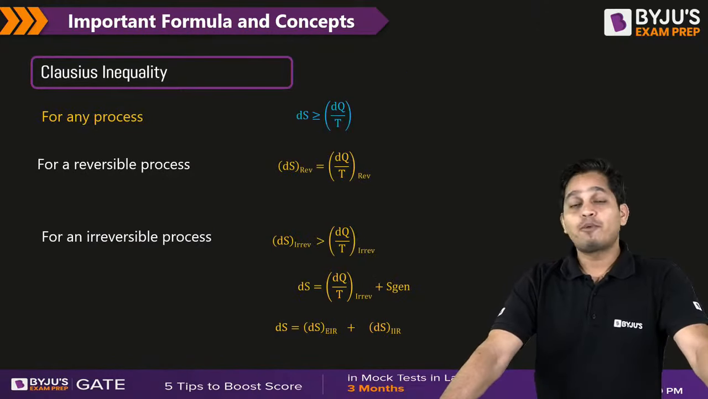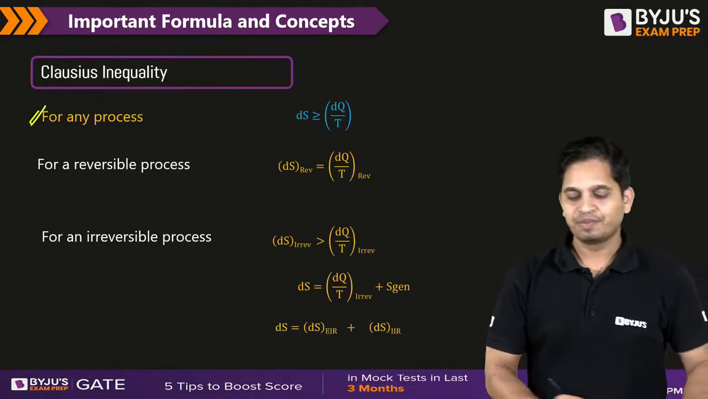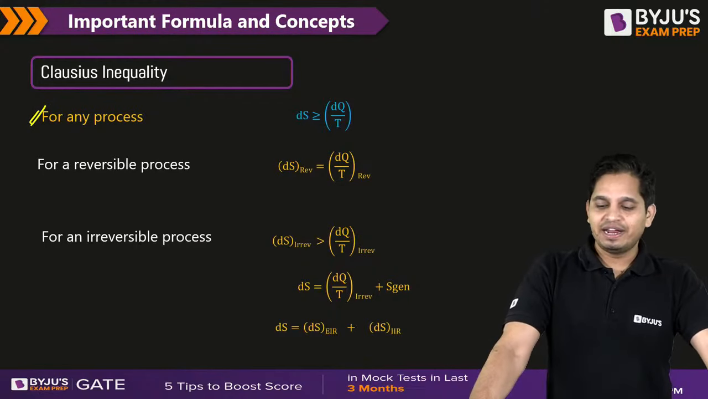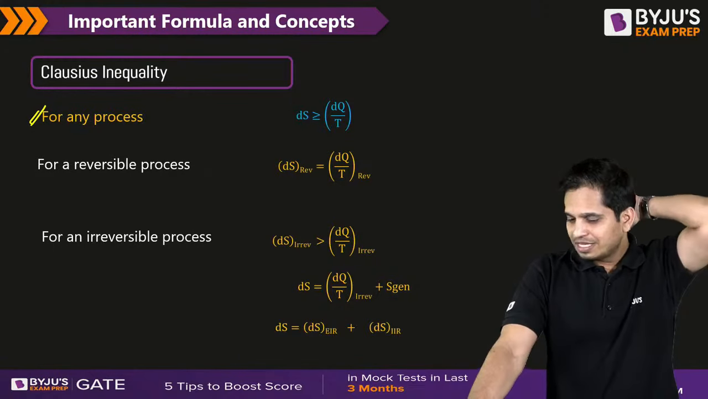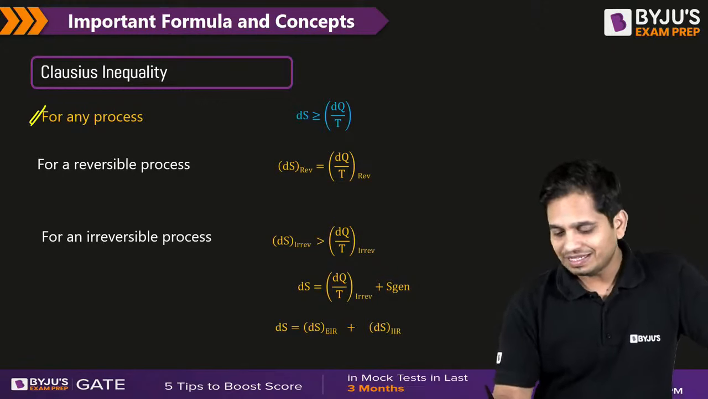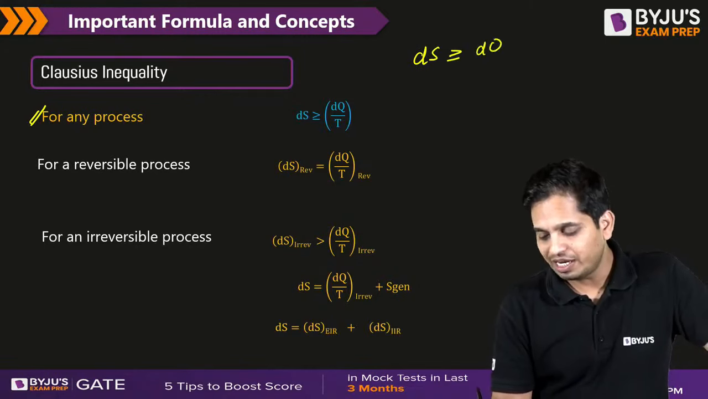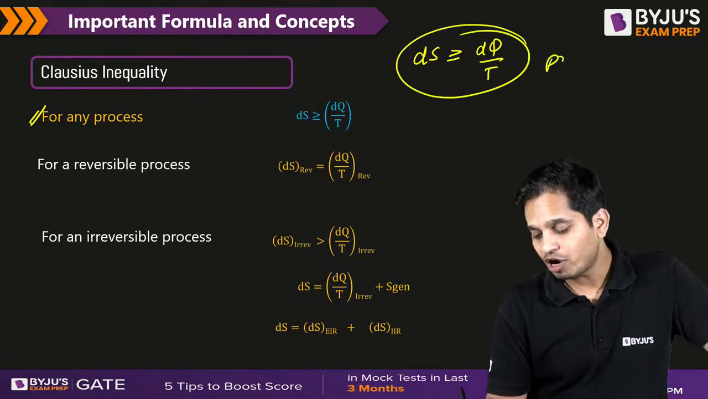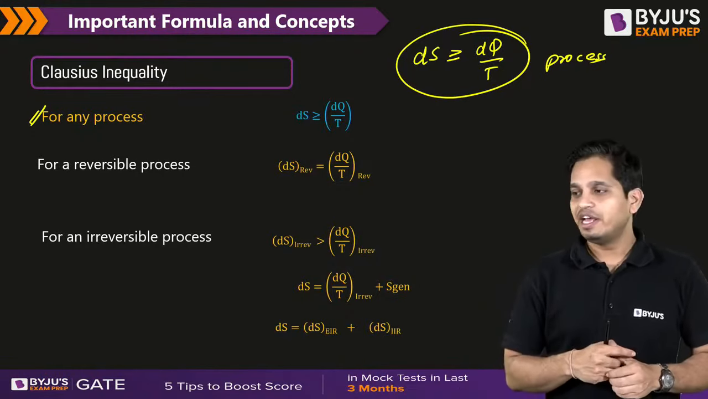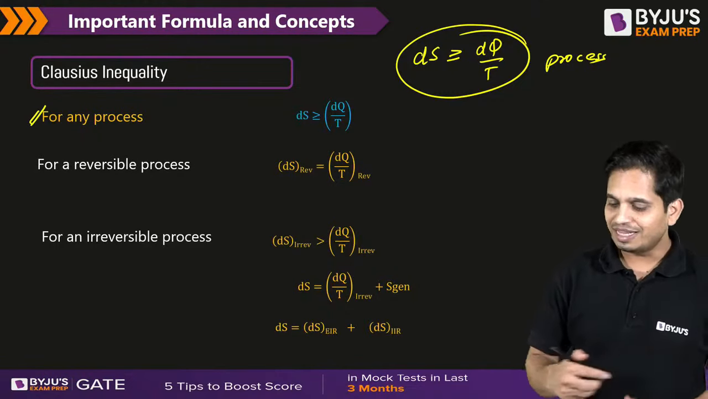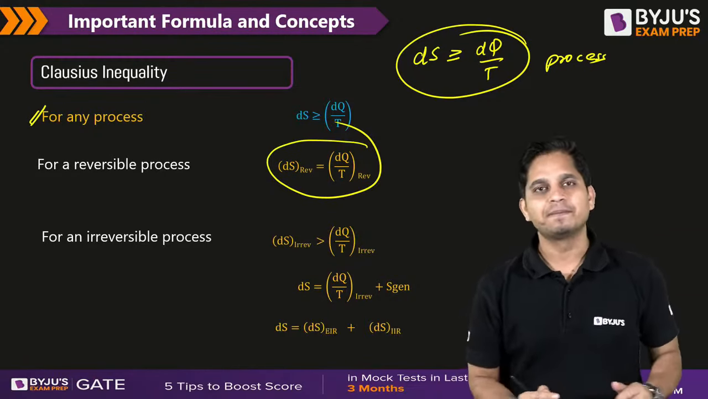Now we have seen this for a cycle. For a process, Clausius inequality says that the change in entropy ds will be equal to or greater than dq by t. This is for a process. If it is a reversible process, then ds is equal to dq by t.